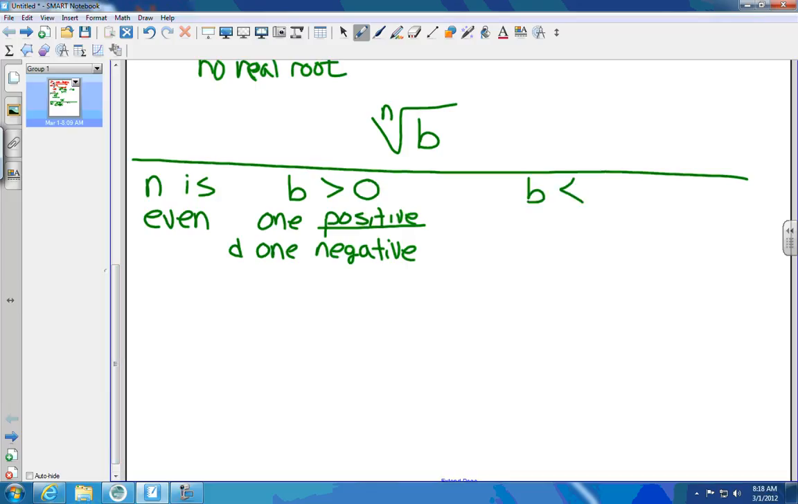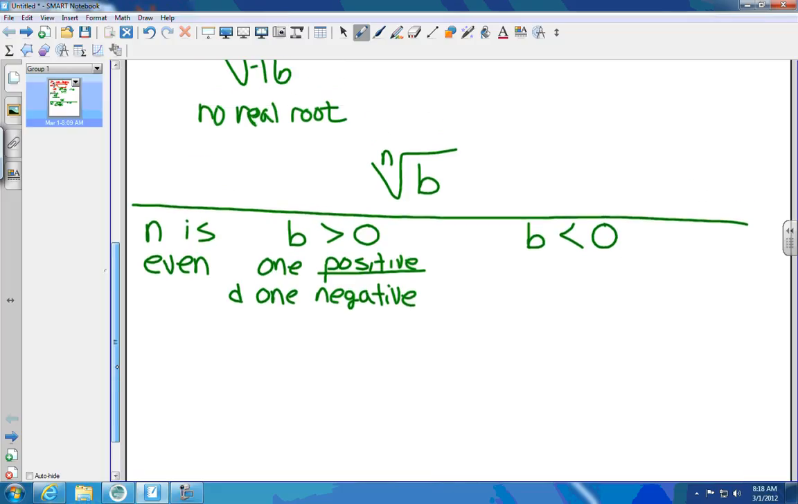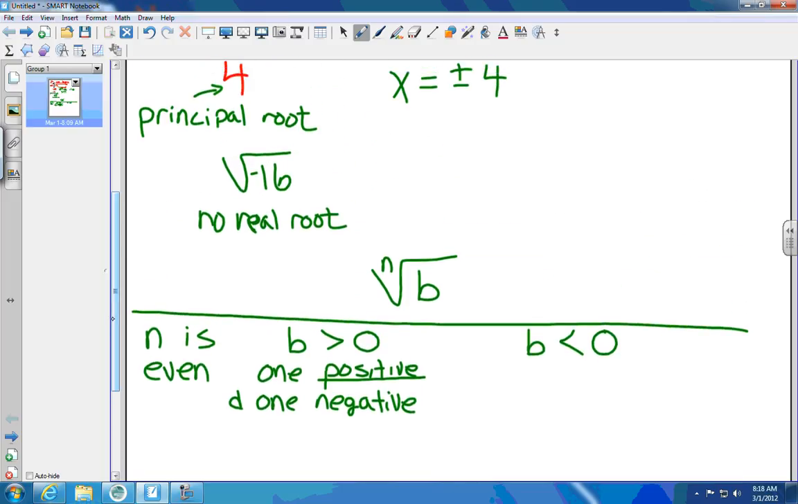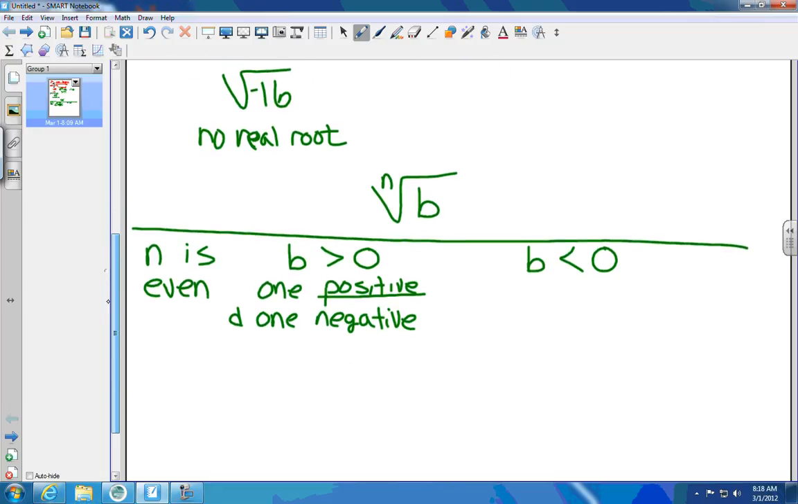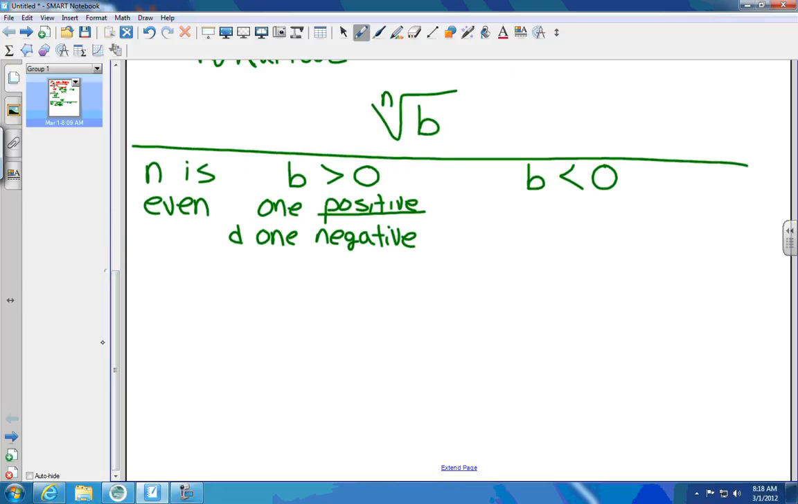So that's what that one represents. And then if b is less than 0, so again, your index is even and your b is negative, what kind of roots will we have? That was this one right here. You've got an even index and your b is negative. What kind of roots? So that's all you have to write there.